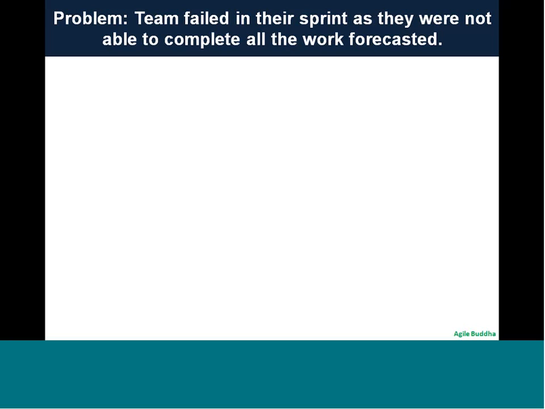Team failed in their sprint as they were not able to complete all the work forecasted. Okay, this is the problem statement. Let's assume the team comes together for a sprint retrospective, and they're all sitting together, and this is their problem. The team has failed in the current sprint as they were not able to complete whatever they forecasted to be completed as part of the sprint. So let's see how team A applies the concept of 5 whys to solve this problem.